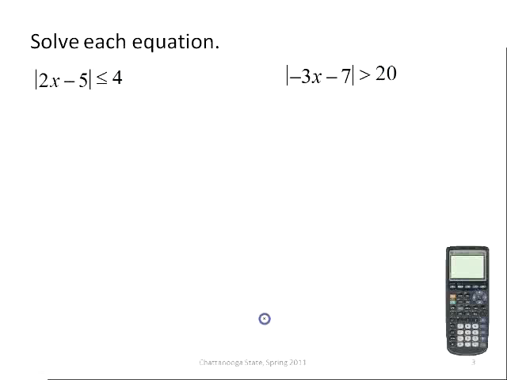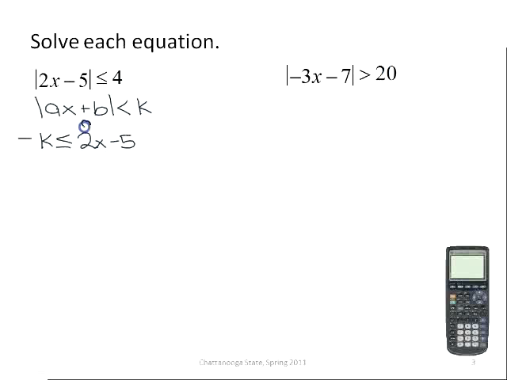Here we have solve each equation. We have the absolute value of 2x minus 5 is less than 4. So this is one that involves the less than. Our statement said that if it's in this form, we're going to rewrite it as the opposite of k. Whatever number is over here, we rewrite it as the opposite of that, is less than. Now I'm going to use less than or equal to because my problem has the equal part with it. Then I bring the 2x minus 5. I don't change anything here. I just put it right here.